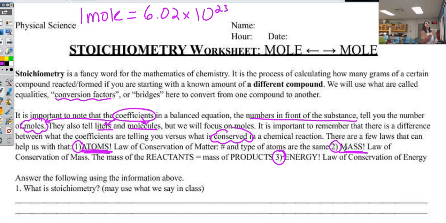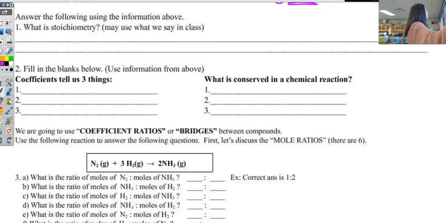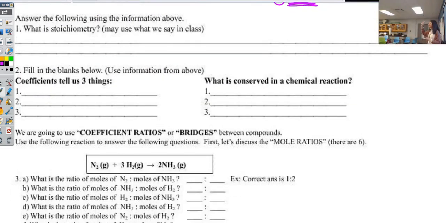The third one is energy, and we know that energy is always conserved as well. It's either lost or gained, but it's not just going to disappear. It's going to show up somewhere else. So those are the three. Okay, let's come down here and fill this in. We said coefficients tell us three things. What three things did we draw arrows to from coefficients?